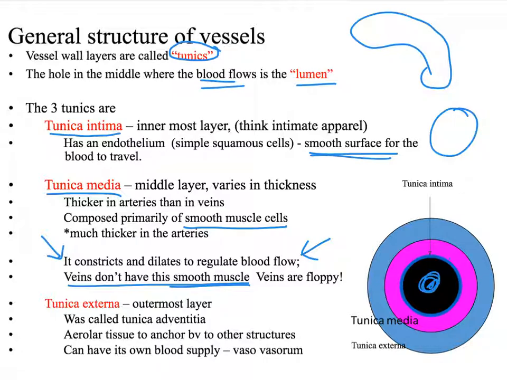Okay, the tunica externa is the outermost layer. They used to call it tunica adventitia, but what it is is areolar tissue. If you remember, areolar tissue is very loose and kind of fluffy and connected. It's going to allow the blood vessels to be anchored into the body so that they're attached to something. They're not just flapping around. Some really big vessels have their own blood supply, and those little vessels feeding the tunica externa are called the vasa vasorum. Okay, so I think that's it.